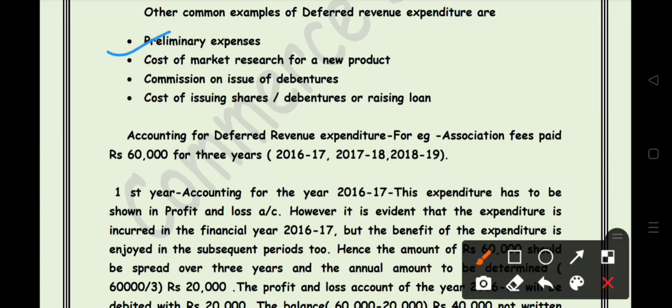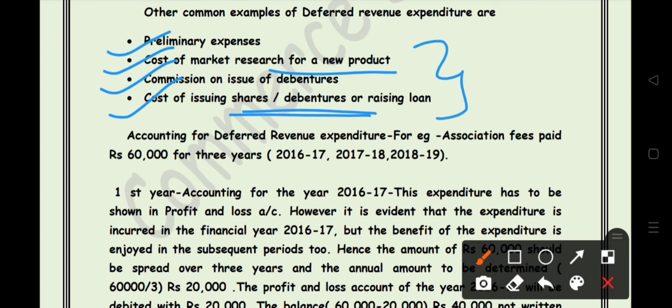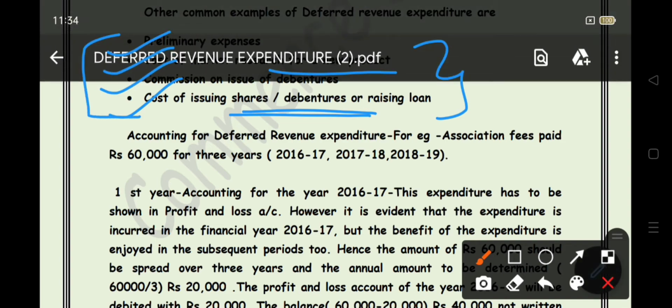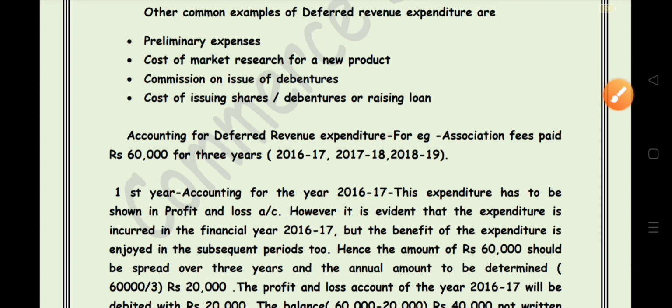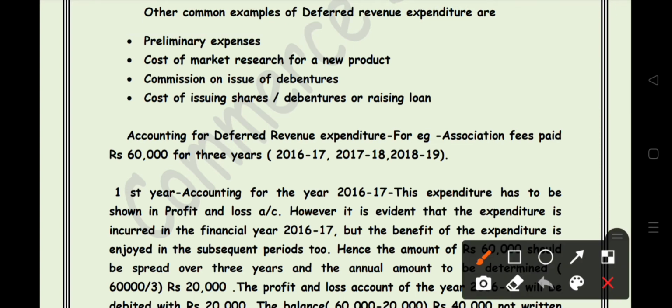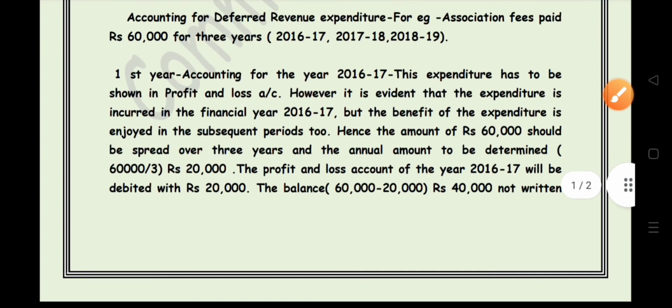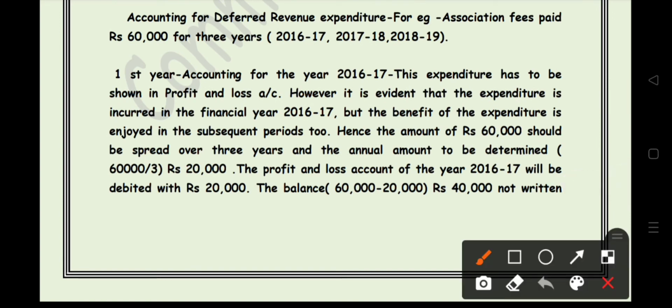There are some common examples of deferred revenue expenditures. Those are preliminary expenses, cost of market research for new products, commission on the issue of debentures, then the cost of issue of shares and debentures. These are a few examples. Apart from the heavy advertisement expenditure, these things are also treated as deferred revenue expenditure. Then here I have inserted one more example so we can understand how the expenditure will be written off in the succeeding years.